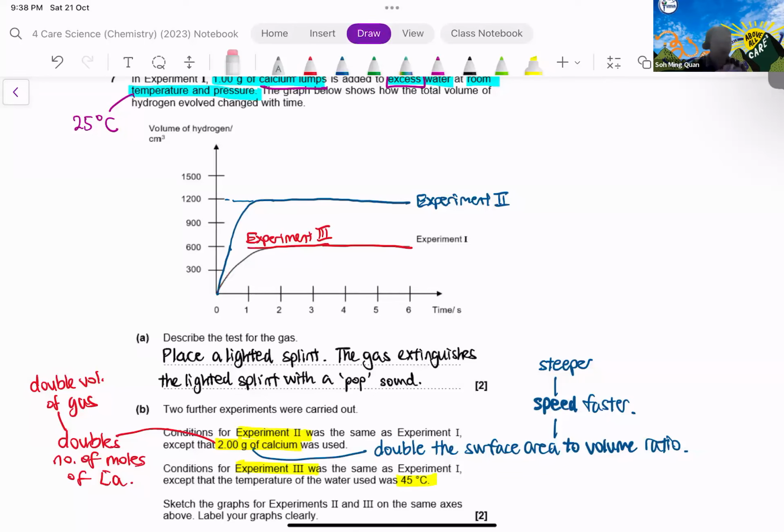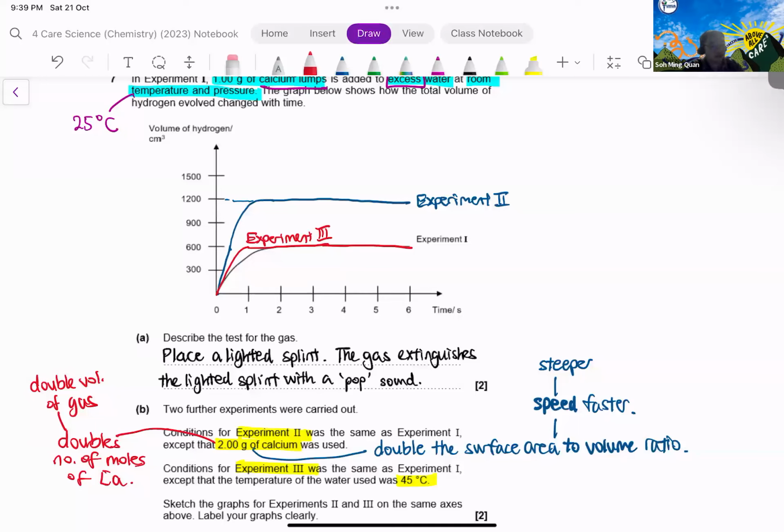Now, I want to go through experiment 2 in greater detail just now because I think a lot of you will be very confused. When you double the mass of the lumps, you double the surface area to volume ratio as well, and therefore it's steeper, it's faster. And you also increase the number of moles of limiting reactant. Therefore, you increase the volume of gas. Now, this kind of graphical interpretation question, you must be familiar with it. To be really honest, if you look at the O-level TYS, it has not really come out in the structured paper for the past few years. Therefore, you must be very, very familiar with how to draw these graphs yourself.